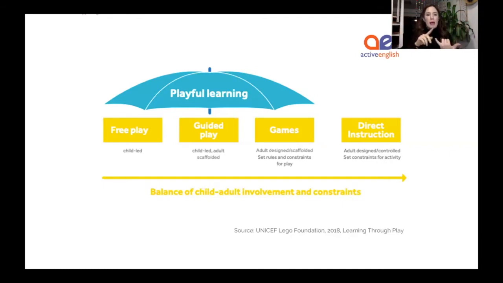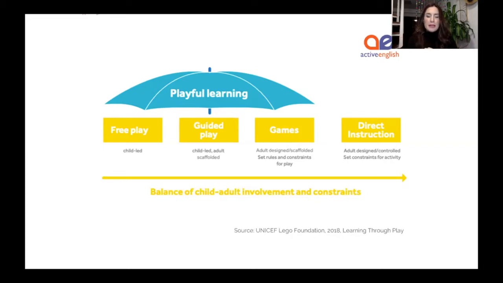But then we do have games like the ones that we just saw. I think that the not-a-box activity falls in with this idea of adult designed and scaffolded. I set the rules, I set the constraints for play, everybody follows along. It's still a lot of fun, but it's not quite there yet.